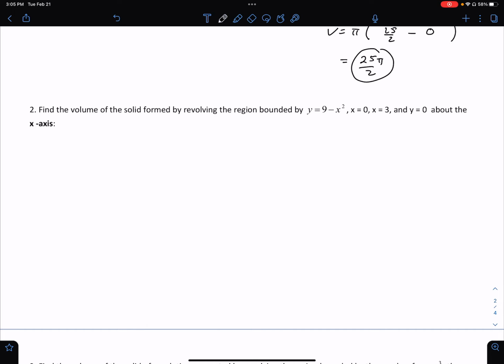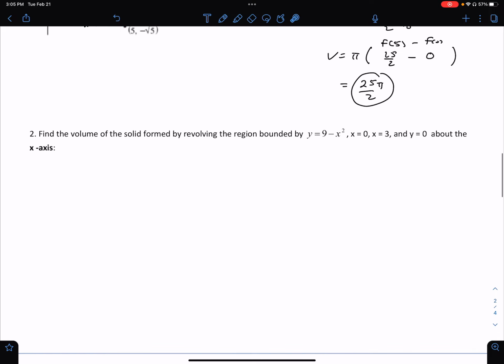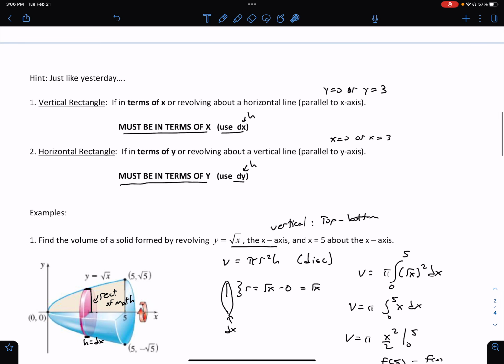Hello, welcome back. In example number 2, we want to find the volume. We're looking for the volume of revolution. So we want to find the volume of a solid formed by revolving the region of this parabola 9 minus x squared, the bounds x equals 0, x equals 3, and y equals 0 about the x-axis. Now, in our notes from beforehand, we said if we're going about the x-axis, we're going to be in terms of x. So we want to keep this as a vertical rectangle.